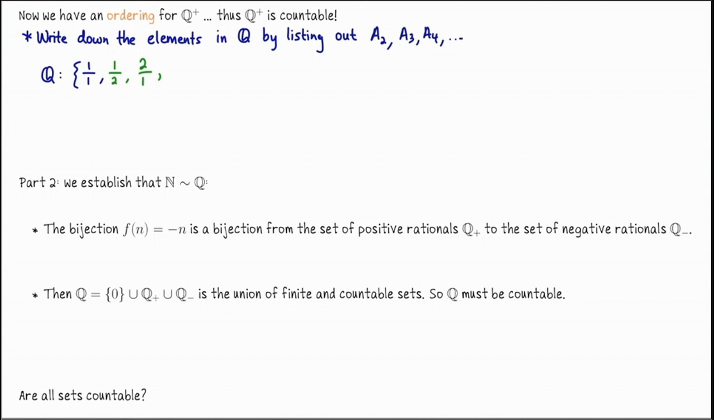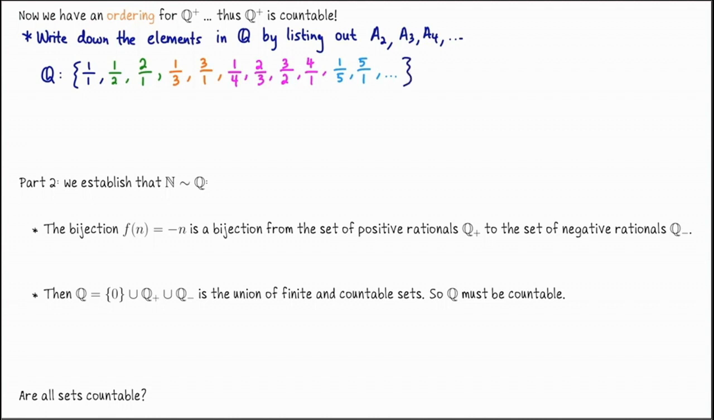All of the elements in A sub 4, that was 1 over 3, 3 over 1. All of the elements in A sub 5, that was actually a big one, so it was 1 over 4, 2 over 3, 3 over 2, 4 over 1. Then all of the elements in A sub 6, which was just 1 over 5 and 5 over 1, etc.